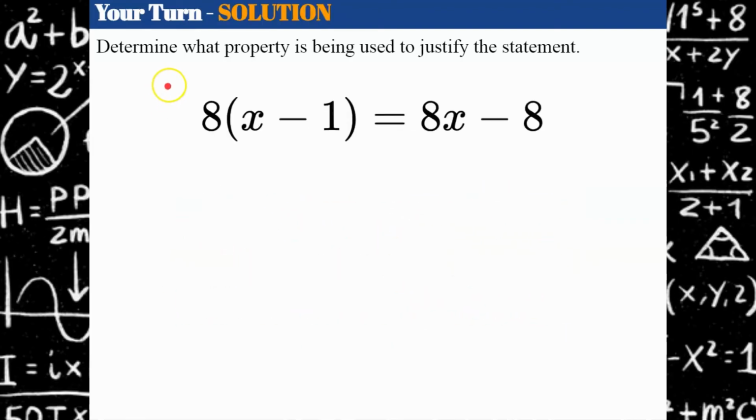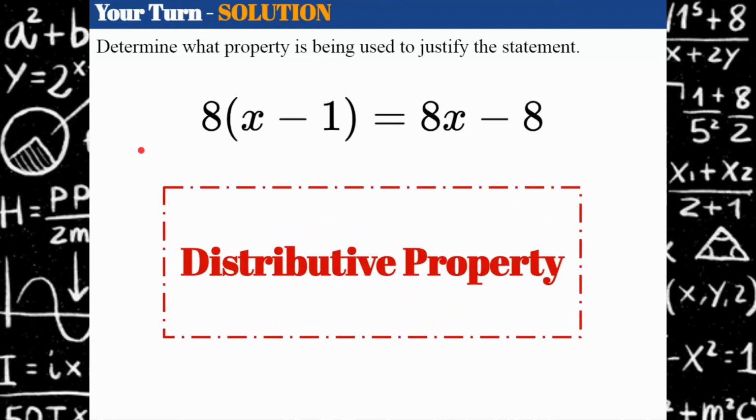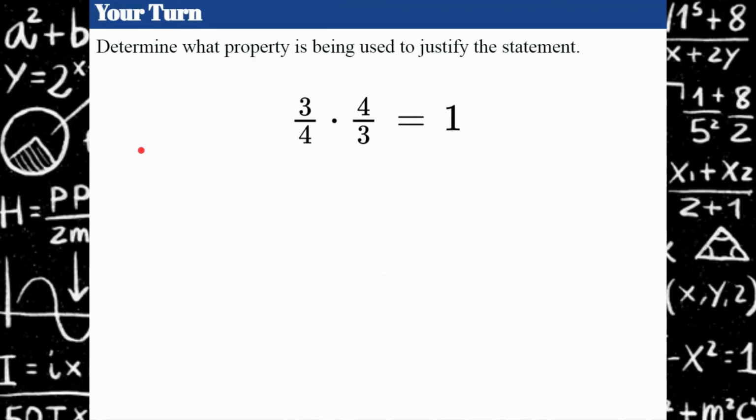Next question. Determine what property is being used to justify this statement. Go ahead and pause, come back when you're ready. Welcome back. The solution is the distributive property. 8 times x, subtract 8 times 1. Your turn. Determine the property, come back and hit play when you're ready.